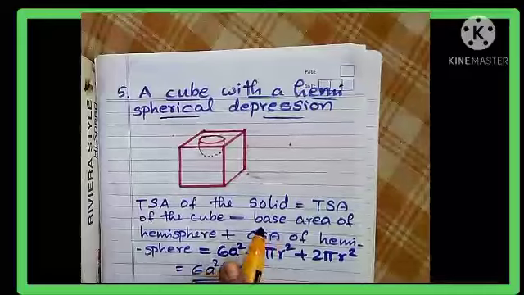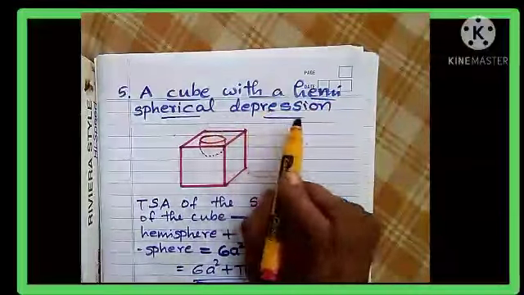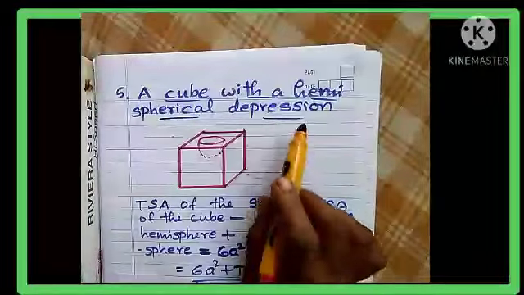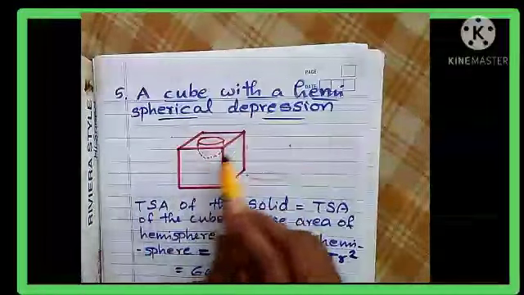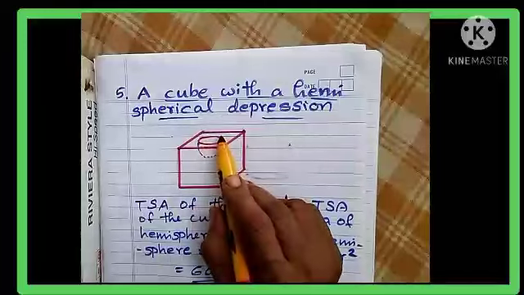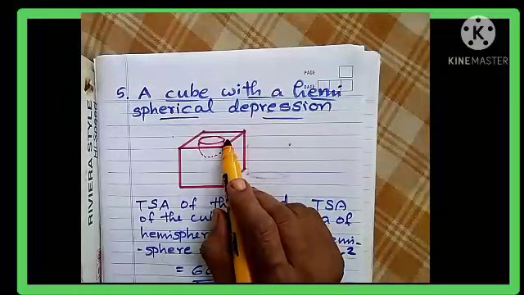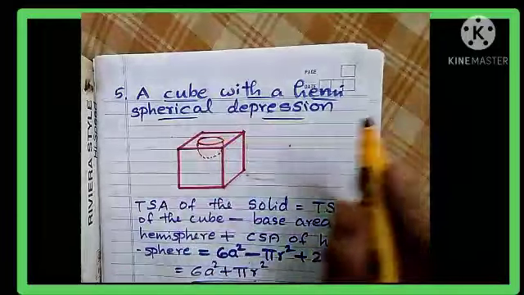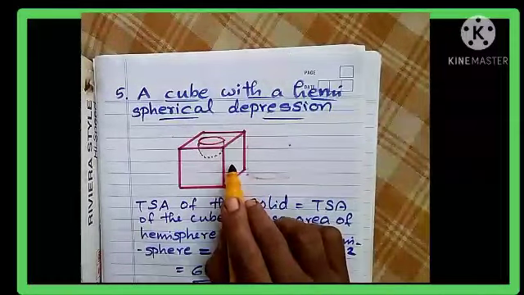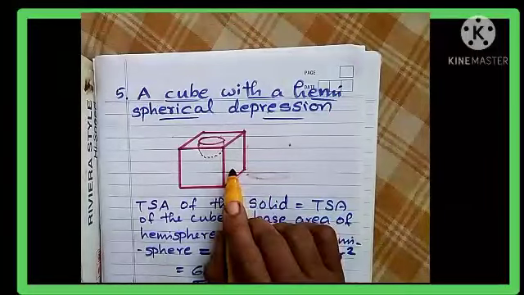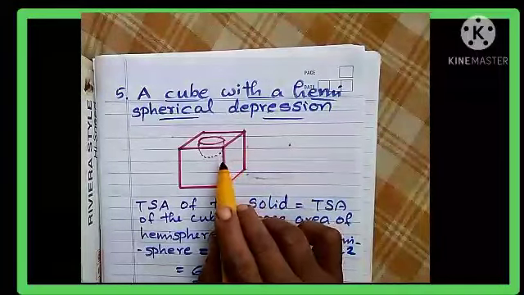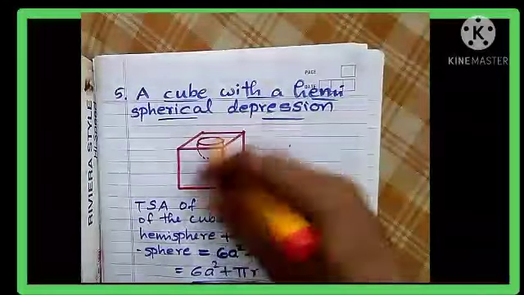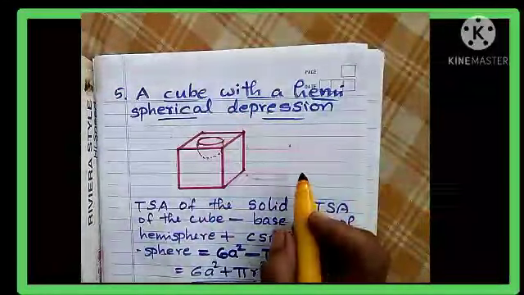Now the fifth one. A cube with a hemispherical depression. In the previous case, we saw a hemisphere attached on the top. But here, one hemispherical portion is taken out from that solid. So a cubical block is there, and from there a hemispherical depression. Depression means an inside portion, some portion is taken out.